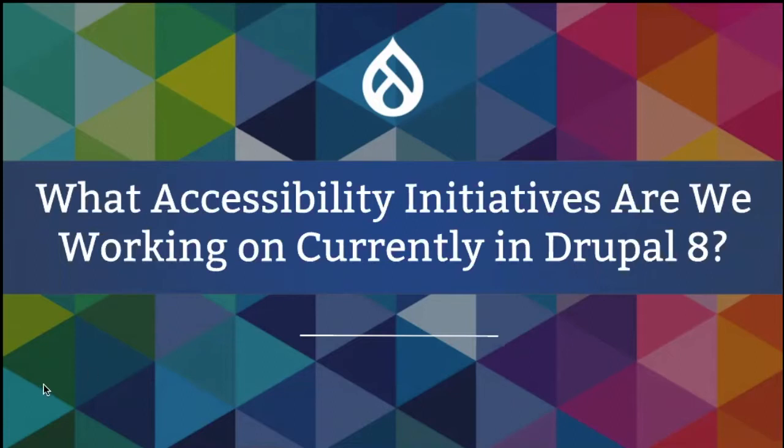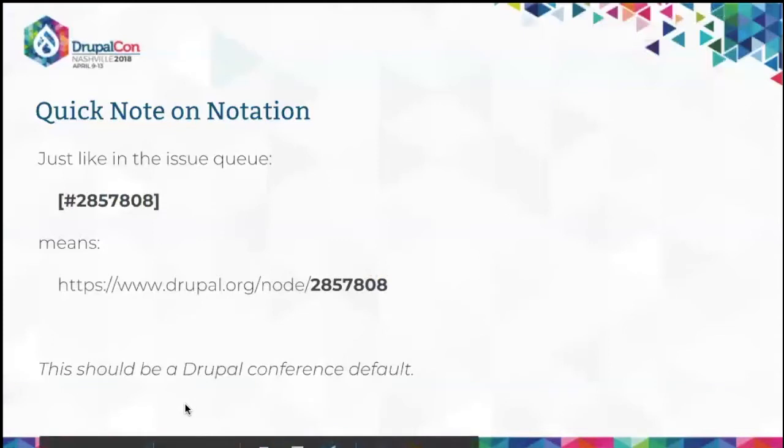Next slide. Oh, sorry, there's also a quick notation for people new to Drupal in this presentation. If there's a number in brackets, it implies a Drupal.org node, and that's the node ID number.